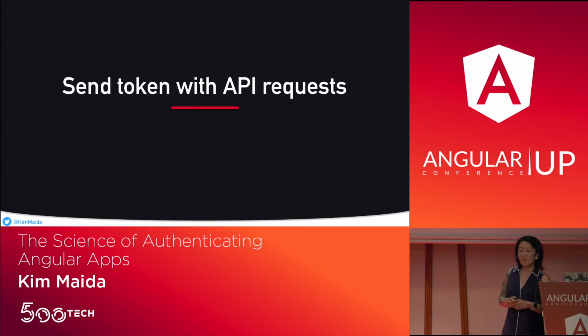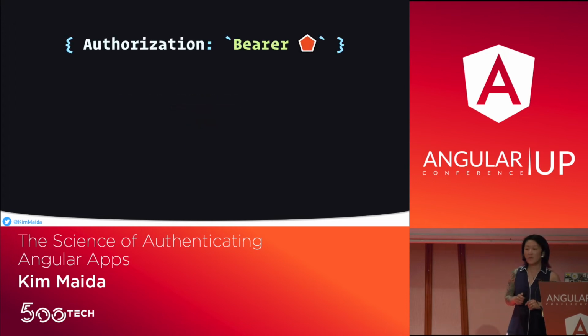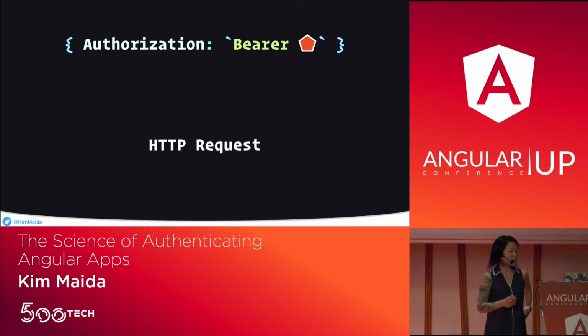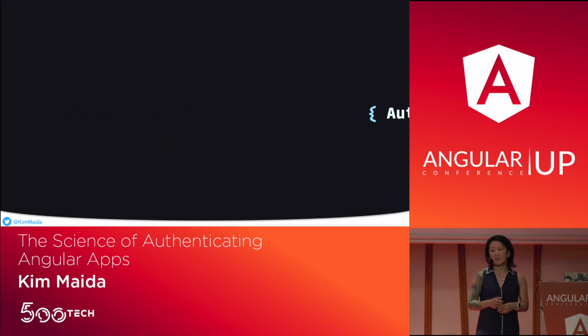And the next thing we need to be able to do is send the token with API requests. And we can do this with HTTP interceptors. Interceptors transform requests or responses. So for example, when we call our API, we can intercept requests that are going out using an interceptor service. We can do things like attach the authorization header with our token, and then we can send that whole request on its way.